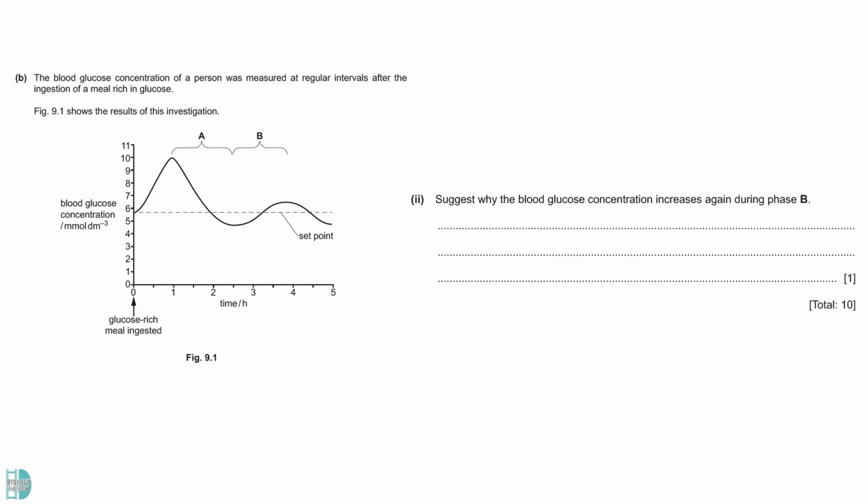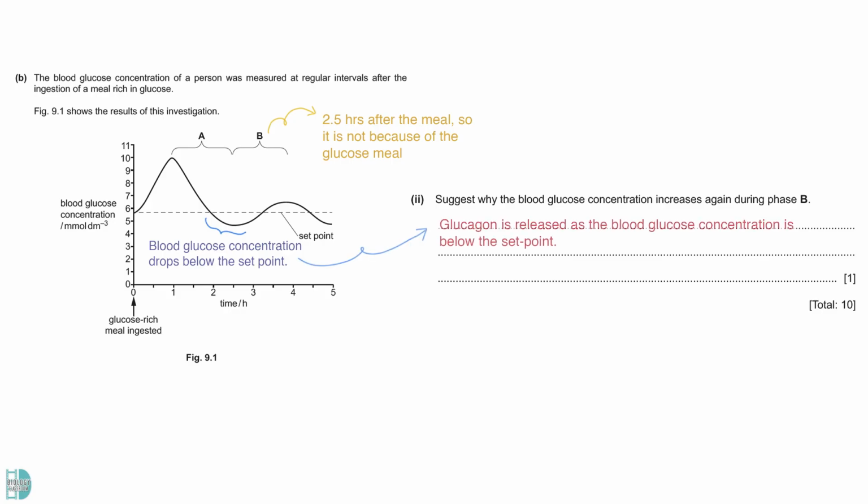B2 suggests why the blood glucose concentration increases again during phase B. Phase B is about 2.5 hours after the glucose meal, so the increase is not because of glucose consumption. The insulin action causes the blood glucose concentration to drop below the set point. This will in turn stimulate the release of glucagon by alpha cells. Glucagon leads to an increase in blood glucose concentration.